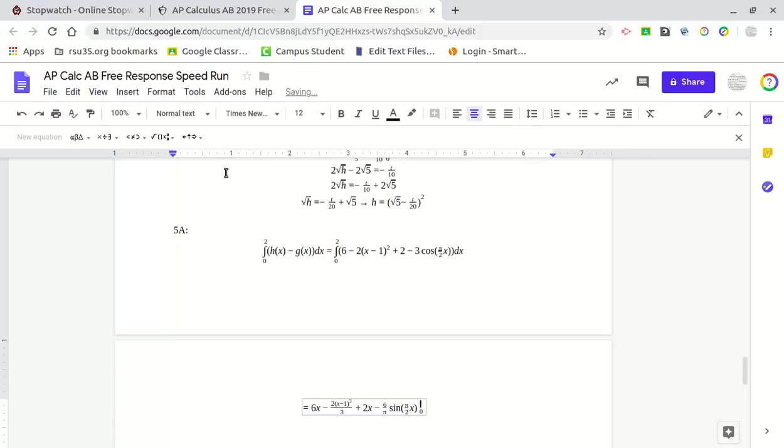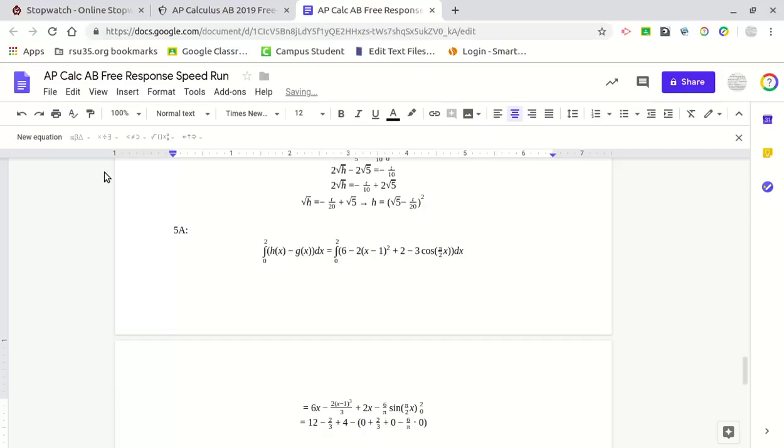from 0 to 2. So if I plug in 2, then I get 12 minus 2 over 3, plus 4 minus 6 over pi, sine of pi, which is 0. Okay, and then minus, if I plug in 0, I get 0 minus, plus 2/3, because 0 minus 1 cubed is negative 1, and then negatives cancel, plus 0 minus 6 over pi times sine of 0. So that's also 0.